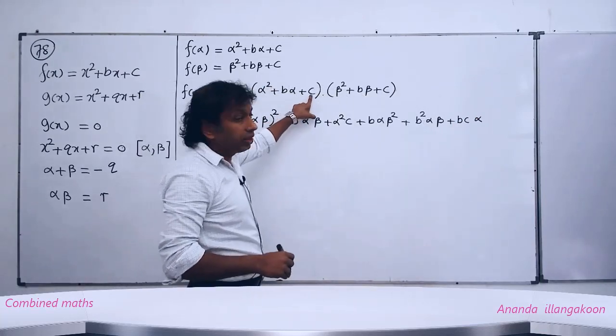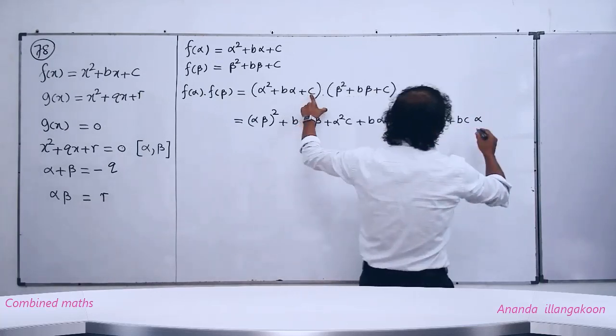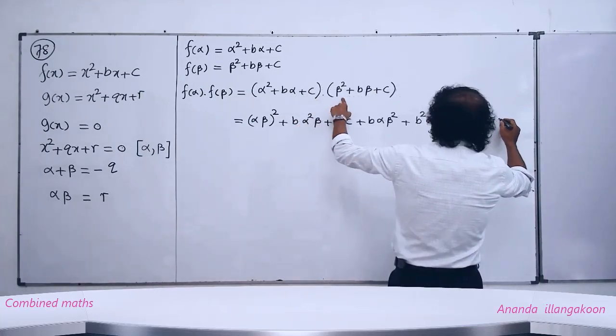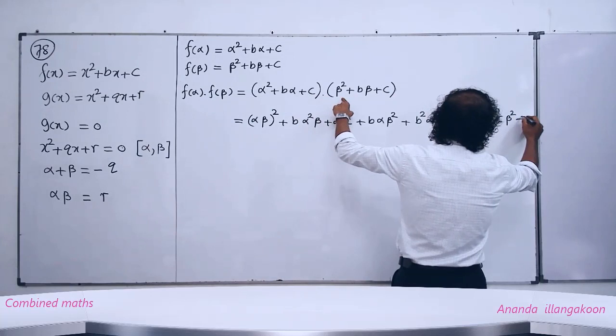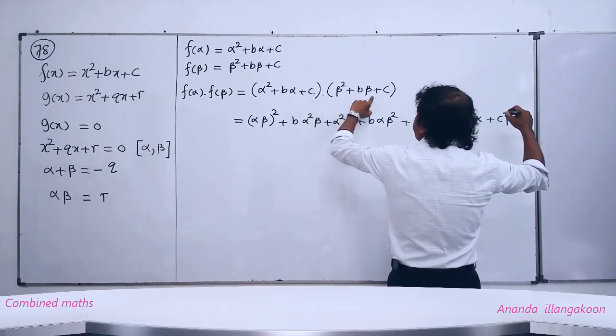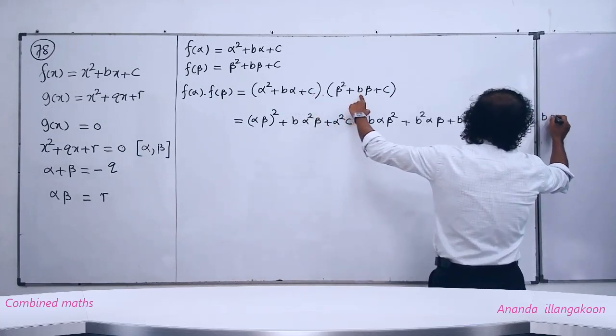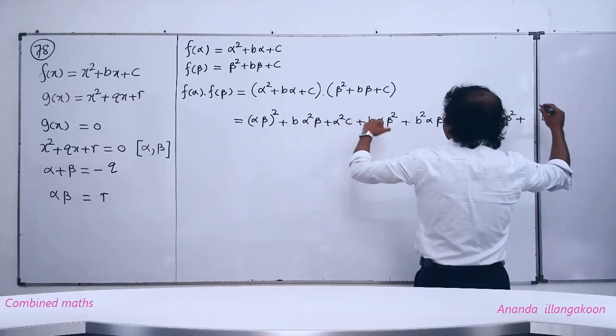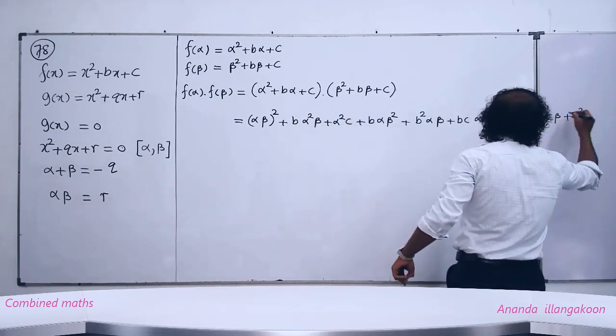And next, multiplying by c, what do you get? c beta squared, and bc beta, bc beta, and plus c squared. This is what we get.